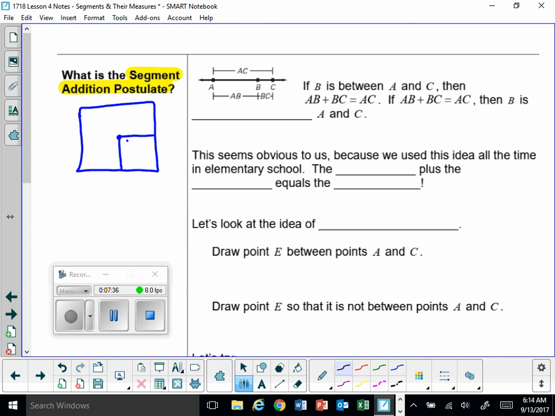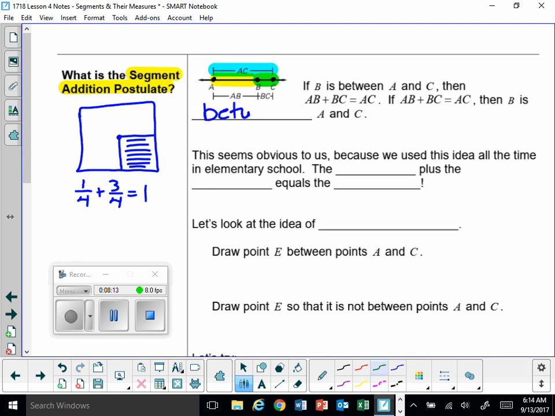If I cut myself an extremely large piece, the part I cut plus the part remaining equals the whole pan of brownies. And this is what we're talking about today. The part plus the part equals the whole. So if point B is between A and C, then the part of this segment plus another part of the segment will equal the entire segment.